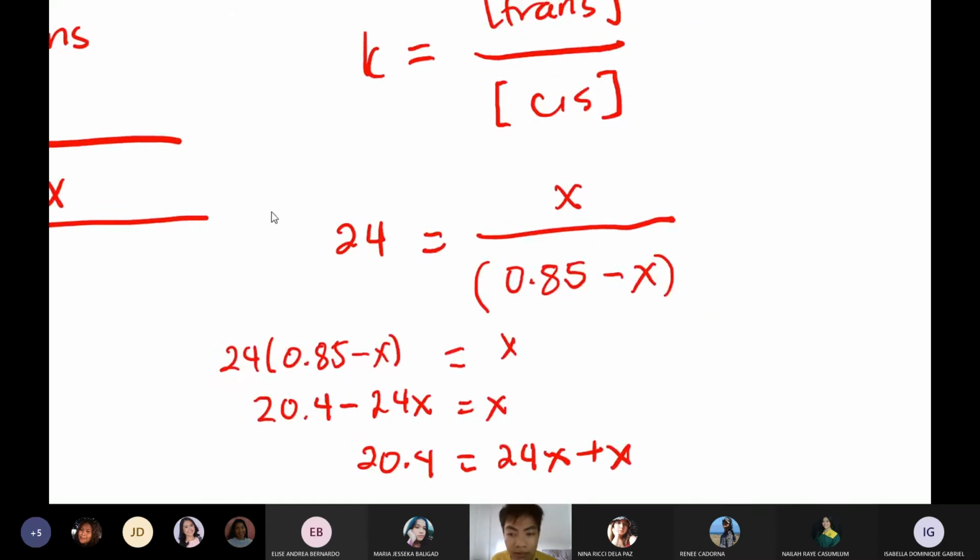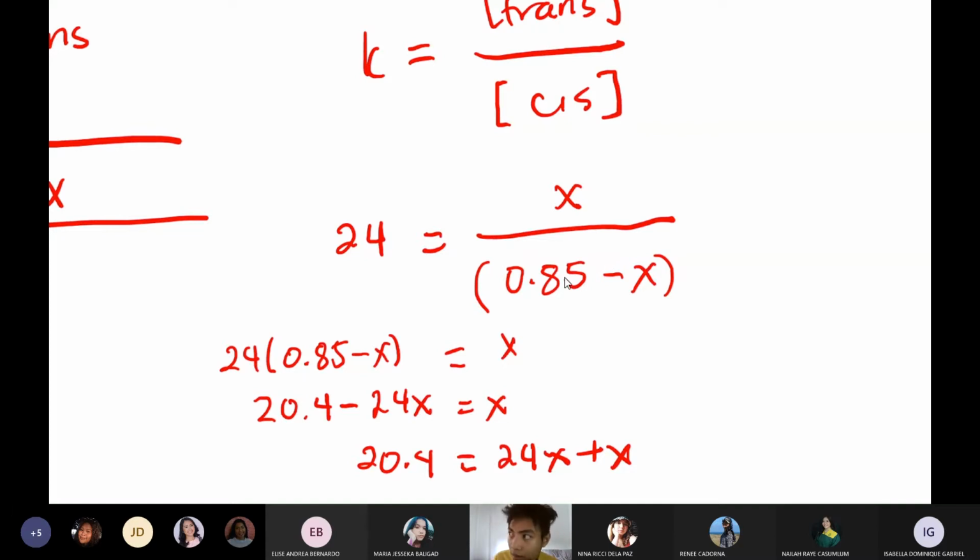So, again, ano na nangyari dito? Basically, I just expressed the equilibrium constant of the reaction. So, that's K equals products over reactants. In our case, that's trans over the cis concentration at equilibrium. Using the ICE table, we know that the concentration of trans at equilibrium is x. So I plug it there. And for the cis, we know that the equilibrium concentration of cis is 0.85 minus x according to the ICE table. Then we now solve for the value of x.